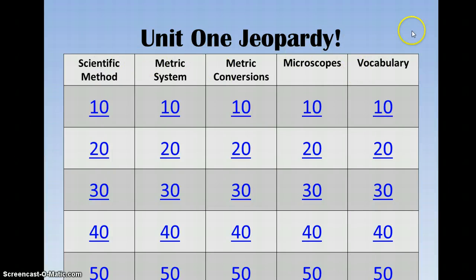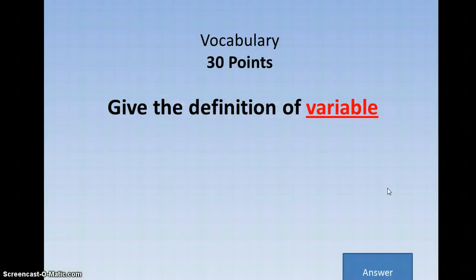Notice how there's a vocabulary category all on its own because, like I said, the class is vocab. It's pretty vocab intense, and we like to use or to emphasize vocabulary building for our students. So, perhaps we went to vocabulary for 30. Okay, so I asked the student to give me the definition of variable. If they would have done the study guide from the day before, they would know the definition of a variable, which is anything that can be changed in an experiment.